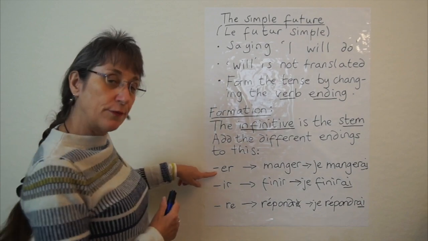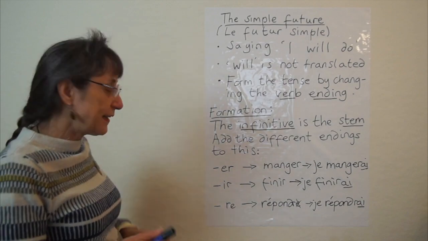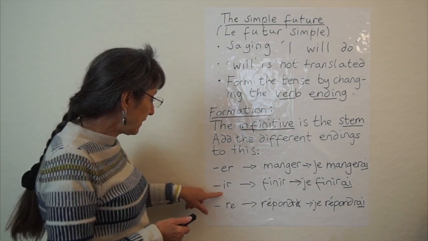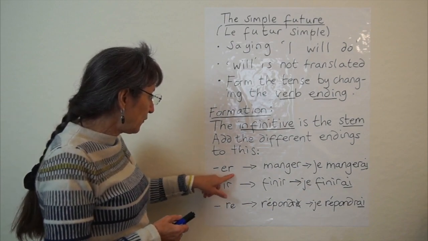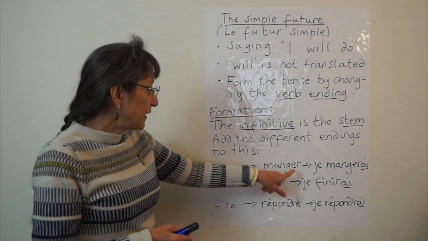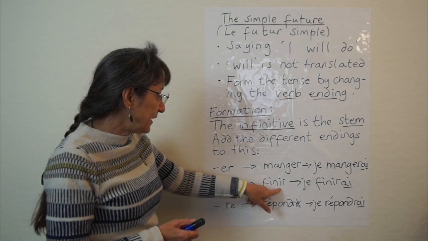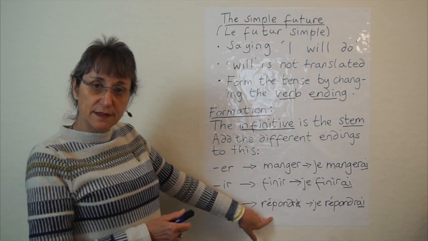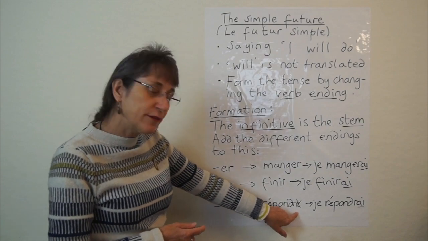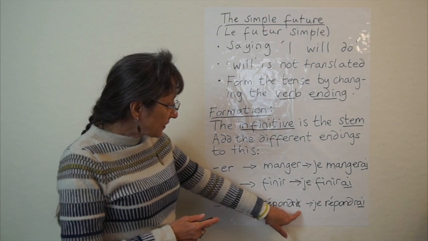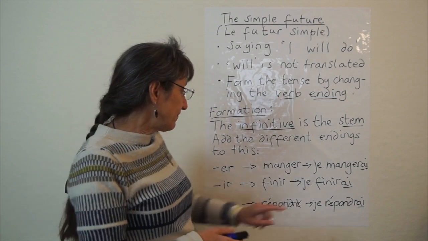So there are three groups of verbs in French. You know that already. We've got ER verbs, IR verbs, RE verbs. So you know the verb manger, to eat, ends in ER, it's an ER verb. You know the verb probably finir, to finish, ends in IR. You might not know répondre, ends in RE. There are not so many RE verbs in French. Répondre is like to respond, to answer.